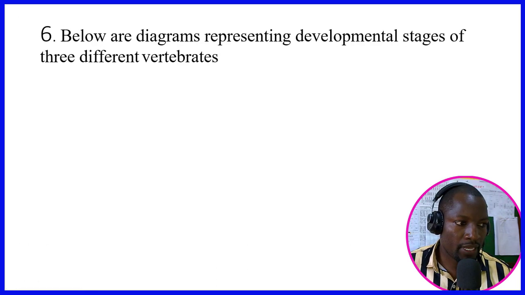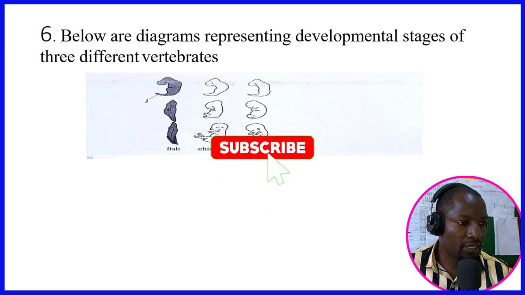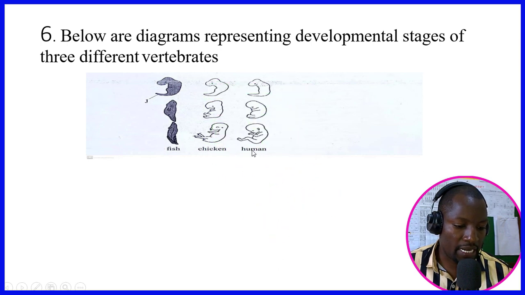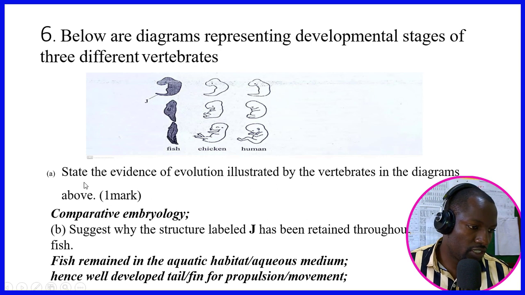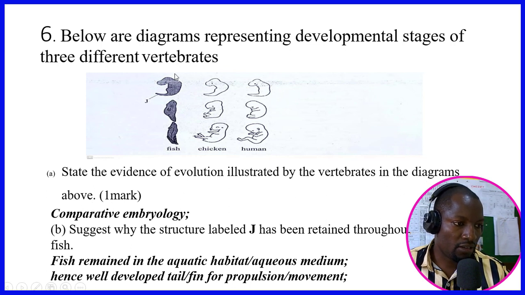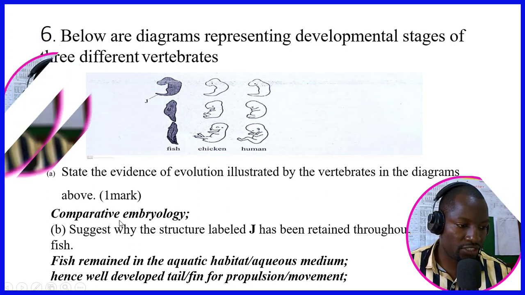Next. Below are diagrams representing developmental stages of 3 different vertebrates. The first one here is fish. We have chicken, and then we have human. So the first question, state the evidence of evolution illustrated by vertebrates in the diagrams above. Now, when you look at them, we are comparing the embryos at different stages in human, chicken, and fish. And therefore, that one is known as comparative embryology.